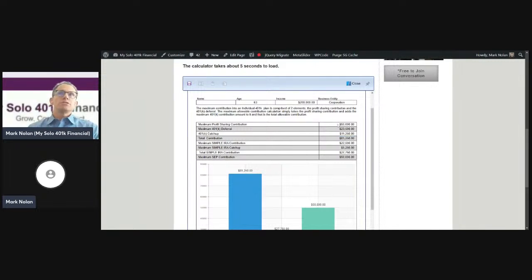So one option is you could do a $50,000 employer Roth solo 401k contribution, which is 25% of $200,000. Then you can do a $23,500 employee Roth contribution. And then you can do a catch-up contribution up to that $11,250.